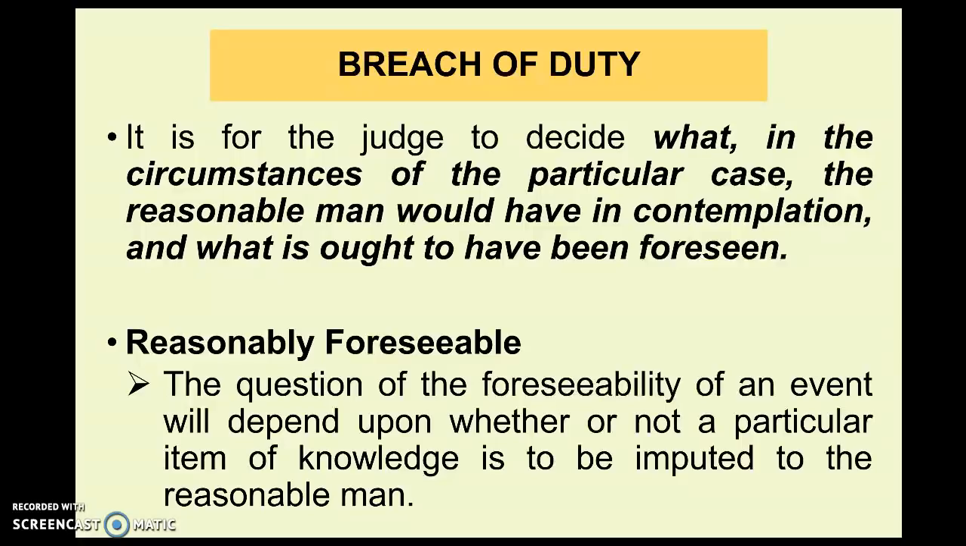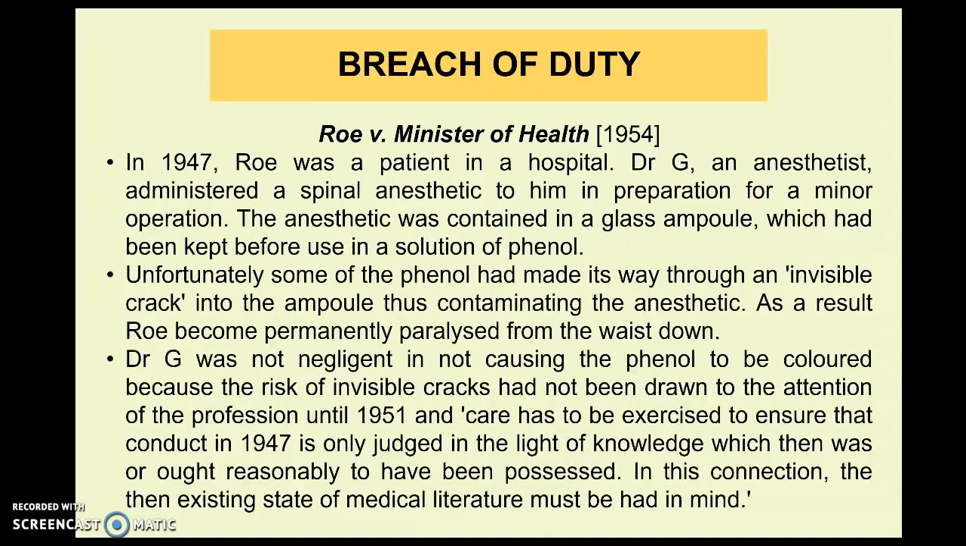Now, it is for the judge to decide, in the circumstances of a particular case, what the reasonable man would have had in contemplation and what he ought to have foreseen. Now, that's this term, reasonably foreseeable. The question of the foreseeability of any event would depend upon whether or not a particular item of knowledge is to be imputed to reasonable men. Now, I will look into this case.